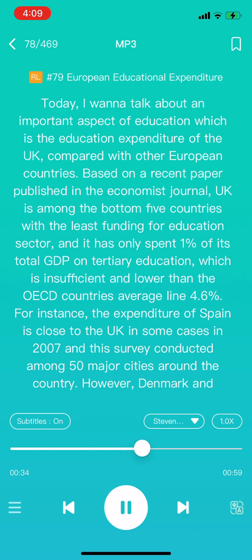For instance, the expenditure of Spain is close to the UK in some cases in 2007, and this survey conducted among 50 major cities around the country. However, Denmark and Finland spend much more than the other European countries. So if we decide to compare the education expenditure of the UK with various developing countries, we will find mind-boggling figures.